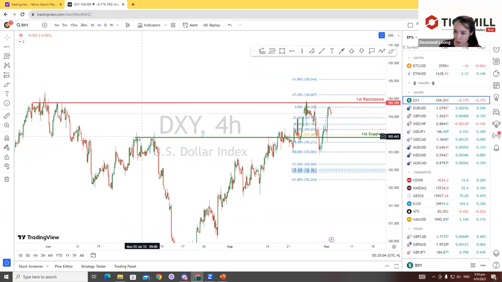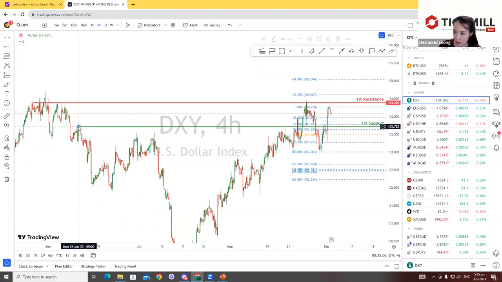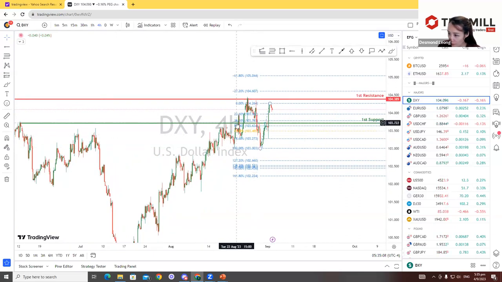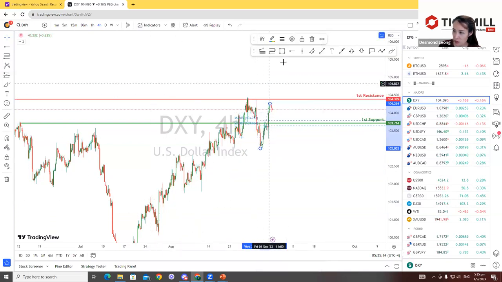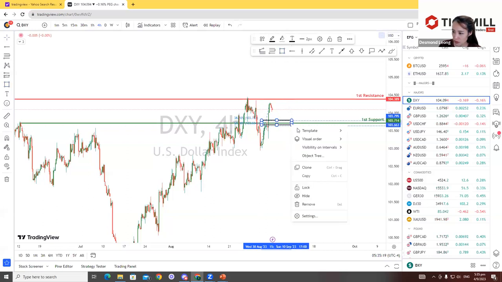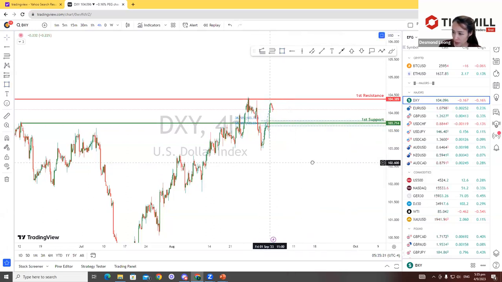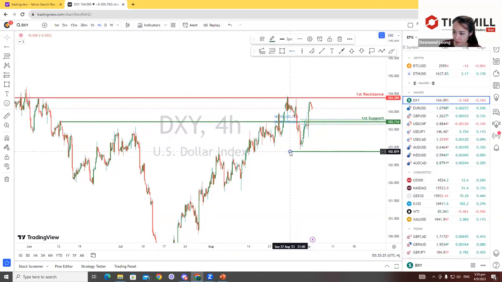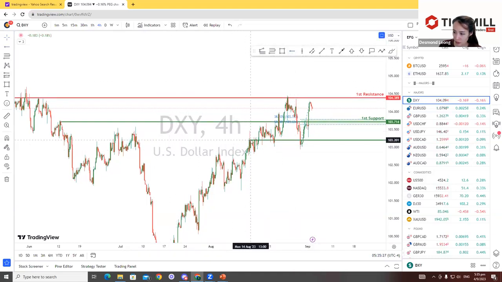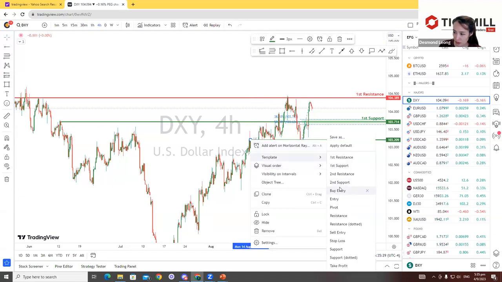But now I think I'll move up a little bit. I just put the 30, 38, and 50 Fibonacci levels. We call this the zone, because this is the zone that you can consider to buy. I just pick this as my second support.